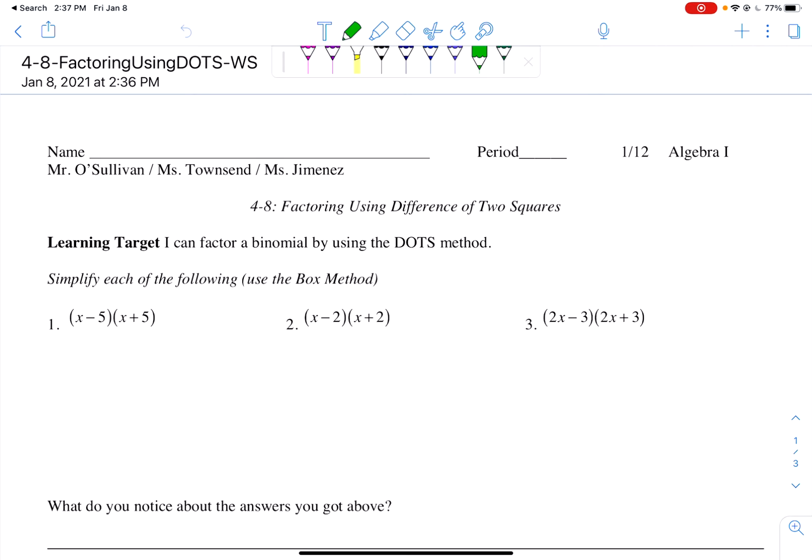We are going to be doing lesson 4-8, factoring using difference of two squares. Give me the heads up. This is one of the best factoring methods ever. It's one of my favorites. And the reason why is because it's pretty short and quick and to the point.